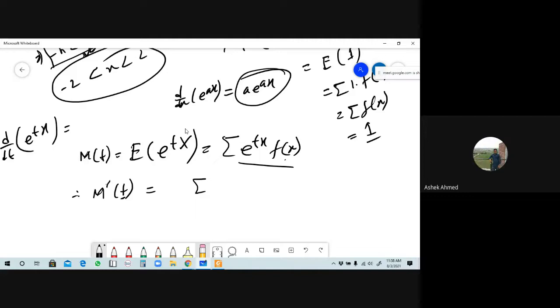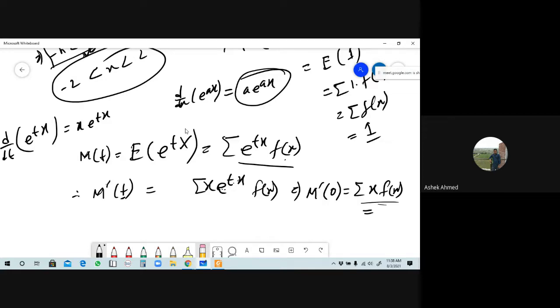Yes, sir. So this will be x into e to the power tx, into f of x. From here, tell me the value of m prime of 0. It will be the summation of x into e to the power 0 into x; e to the power 0, its value is 1, and this is f of x. So this result will be the summation of x into f of x. This is the expectation of x. So the value of the expectation of x is mu. Is it right? We know that.